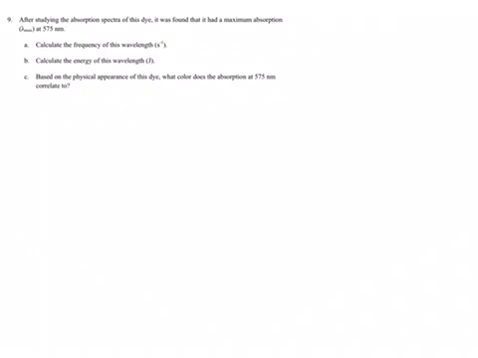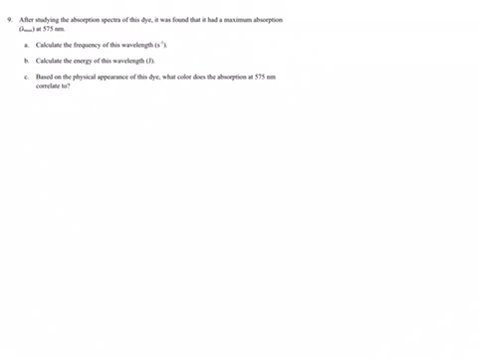Today we will be walking you through Skill Builder number 9 from Chapter 6. The problem says, after studying the absorption spectra of this dye, it was found that it had a maximum absorption at 575 nanometers. Part A says, calculate the frequency of this wavelength. Part B tells us to calculate the energy of this wavelength. And C says, based on the physical appearance of this dye, what color does the absorption at 575 nanometers correlate to? Please pause the video and attempt it first by yourself.